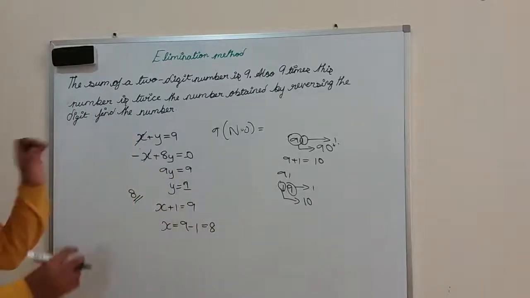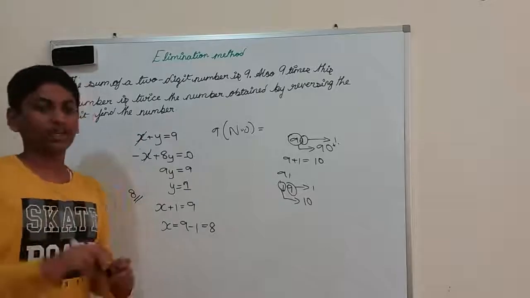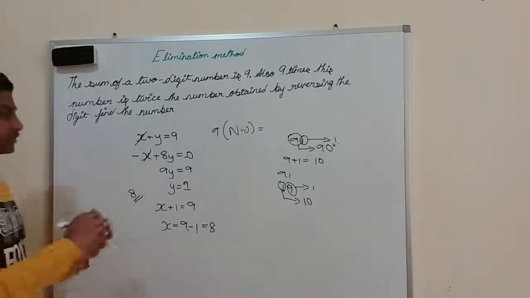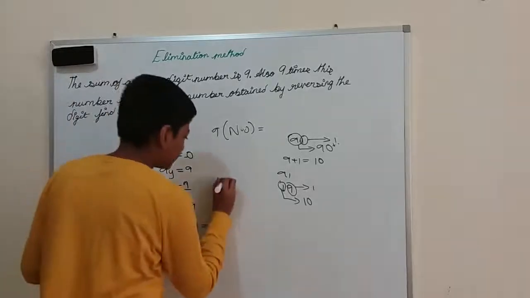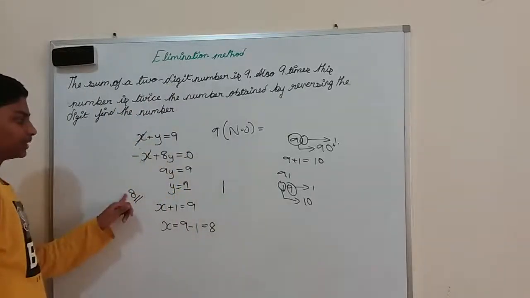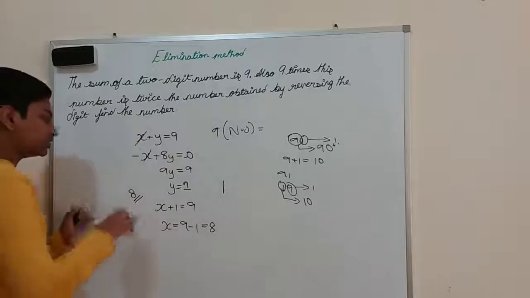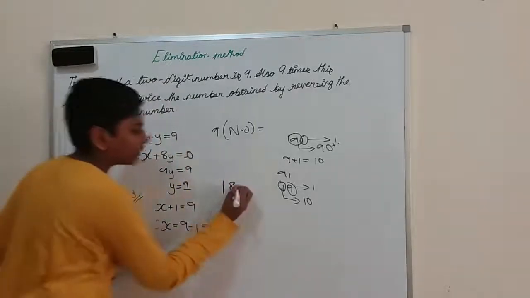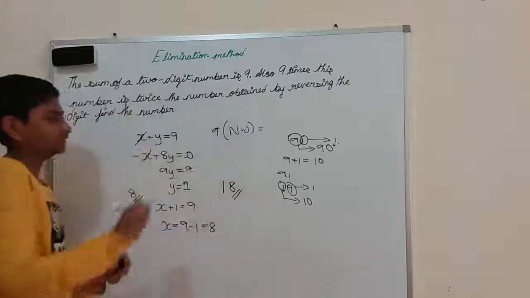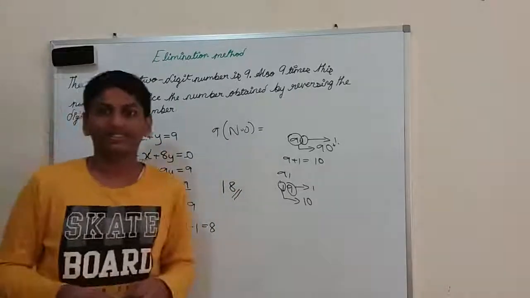They told us to find the number, not the value of x or y. So what should I do? I should just reverse it. This is in the tens place, so it will be 1, and this is in the ones place because we made it like that. So in the ones place it will be 8. So the number is 18. For finding 18 only, we did this much.